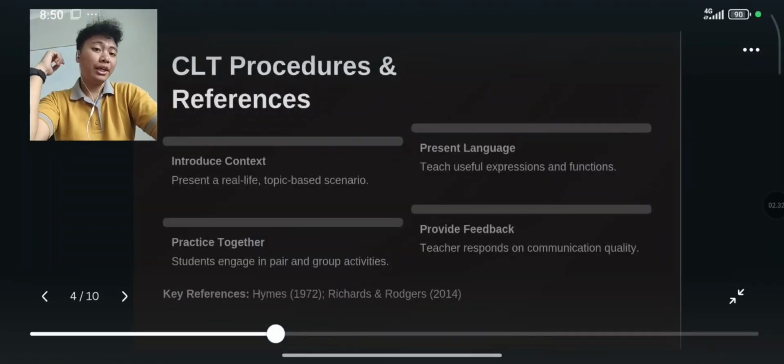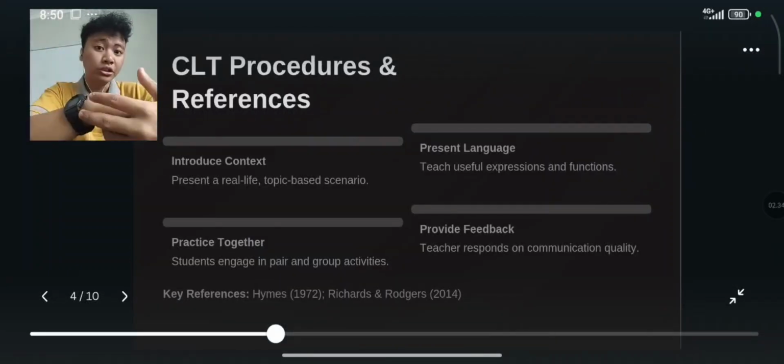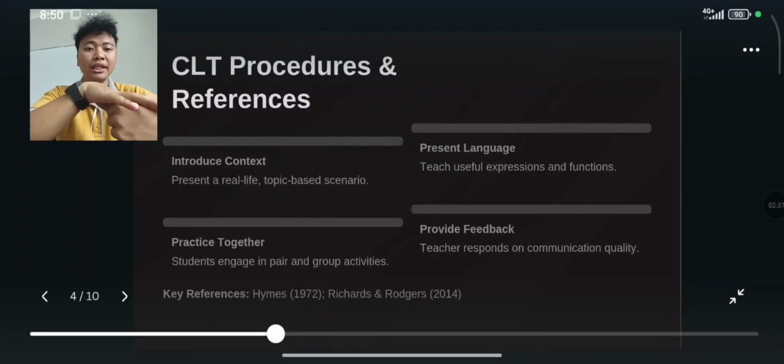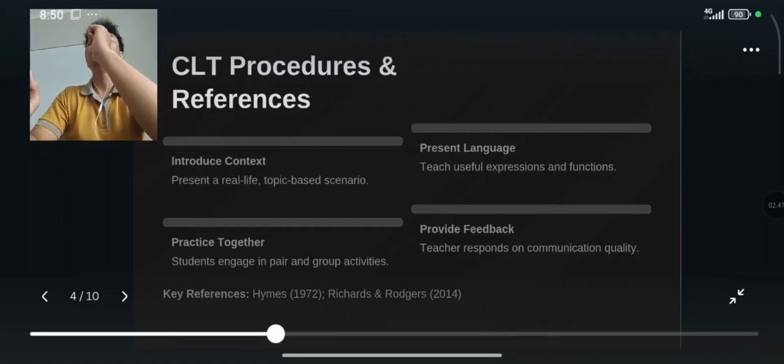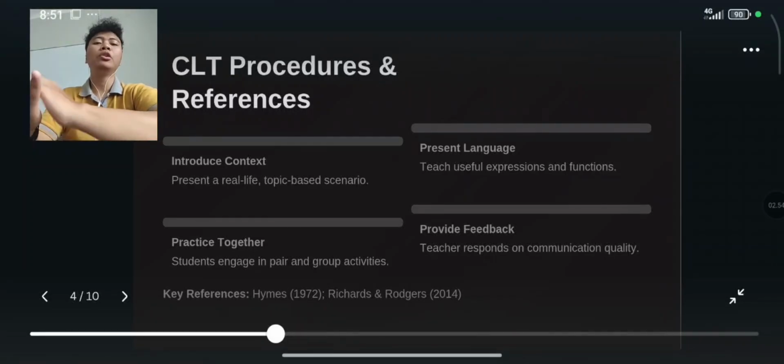CLT procedure and reference. Yes, CLT has a procedure too. The first is introduce the context, and then present the language, and then you have to practice together communicatively, and then provide feedback. Don't forget, if you manage the students to be communicative or talkative, you always have to provide feedback.